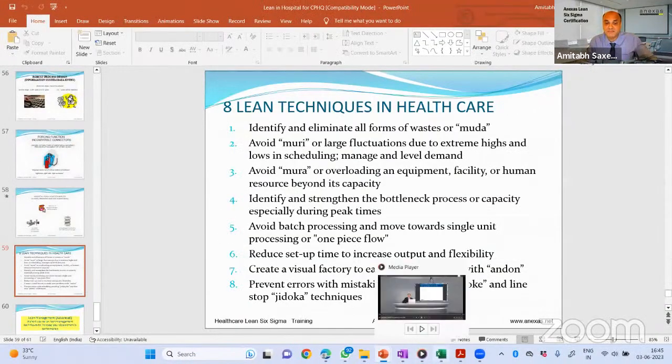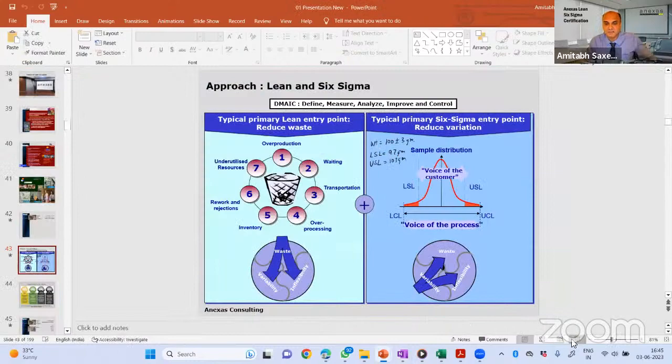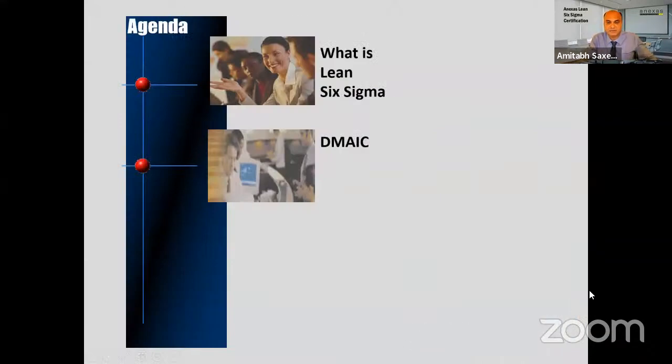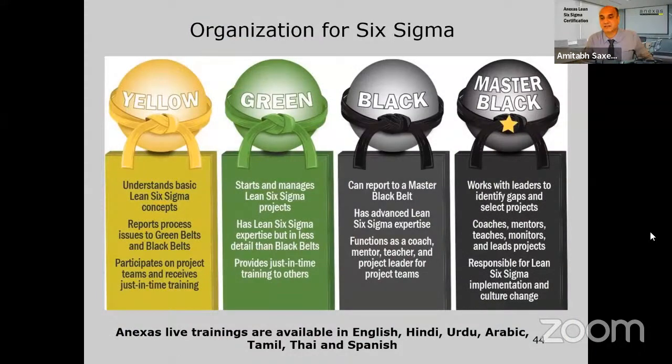Let us try to do a DMAIC project. And before I proceed with the DMAIC project, let me also tell you who are green belts, who are yellow belts, who are black belts, who are master black belts. So there are different types of levels: yellow belts, green belts, black belts, and master black belts.